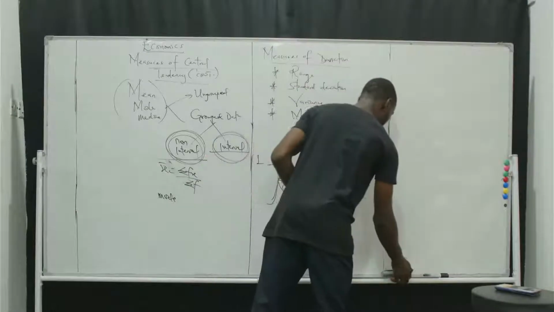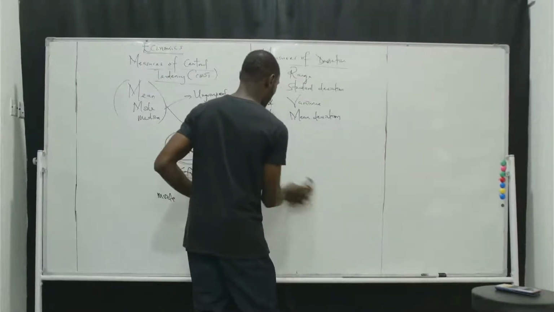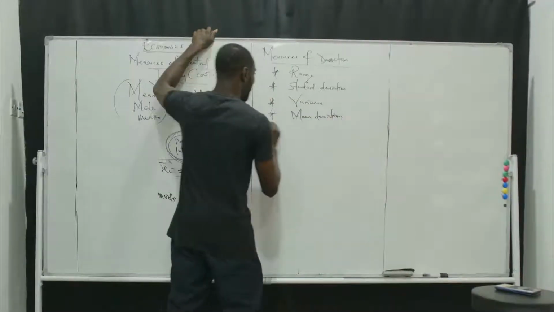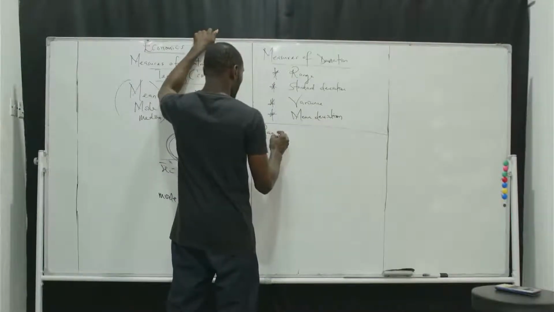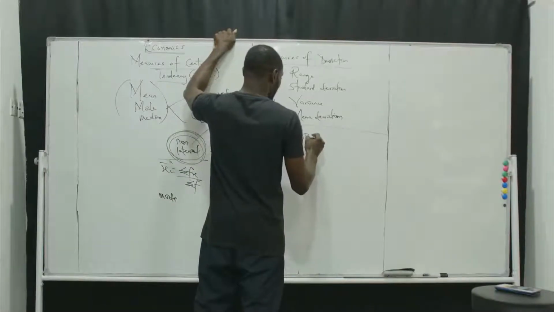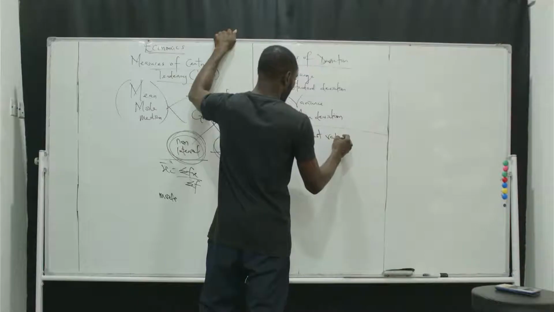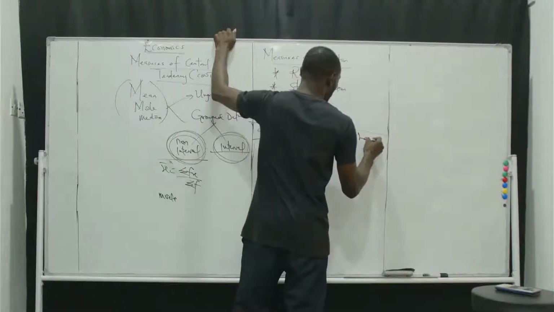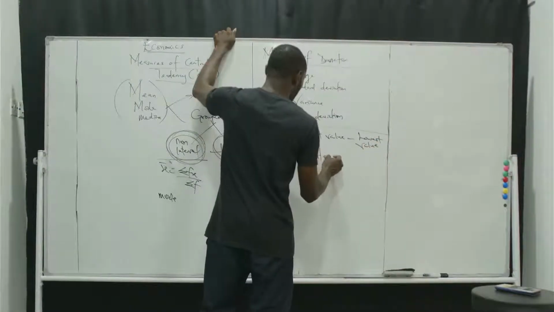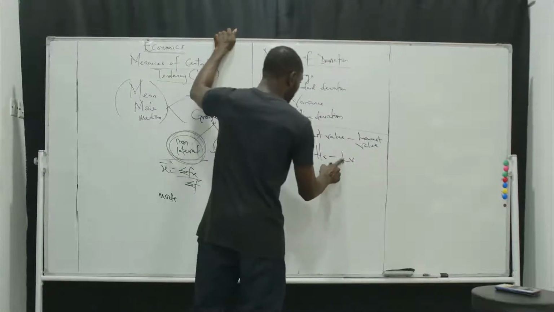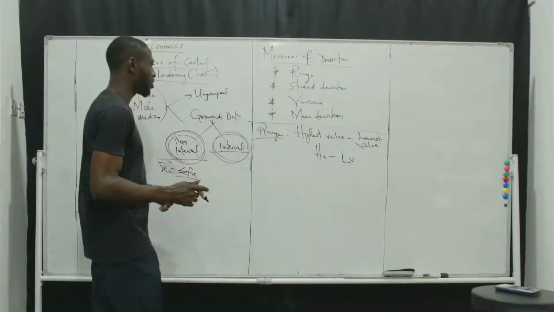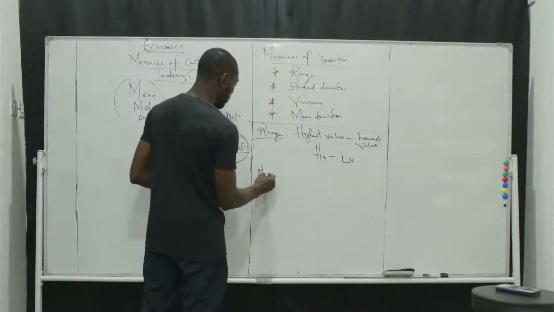So let's take their formulas. Let's take range. For range, this is the highest value of the data set minus the lowest value. So I can just call it HV minus LV. You see it now? So this is what you mean by range.